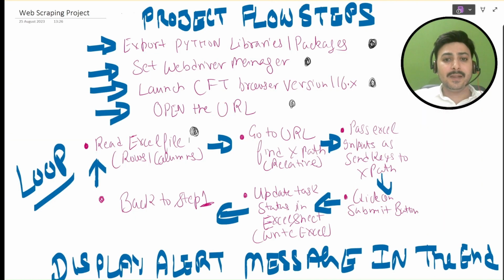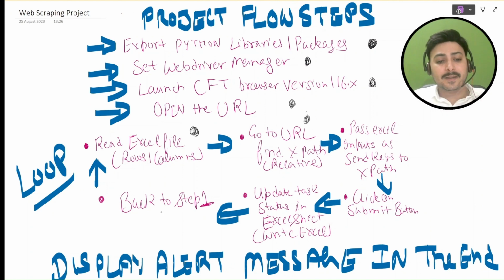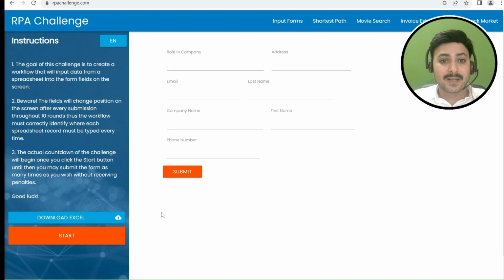The second step will be, we'll go to the URL www.rpachallenge.com, and we will find the XPath, and that's again a relative XPath because this complete website is dynamic, right? So we will find the XPath for all these seven fields: role in company, address, email, last name, company name, first name, and phone number. And once we enter the inputs, we'll click on the submit button.